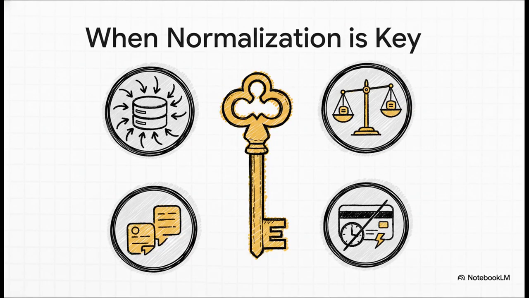But, and this is important, default does not mean always. The perfectionist librarian still has a job. If a piece of data is updated constantly, or if you absolutely, positively cannot tolerate even a millisecond of data being out of sync, think about financial transactions, then the tidy, normalized library is still the right call.